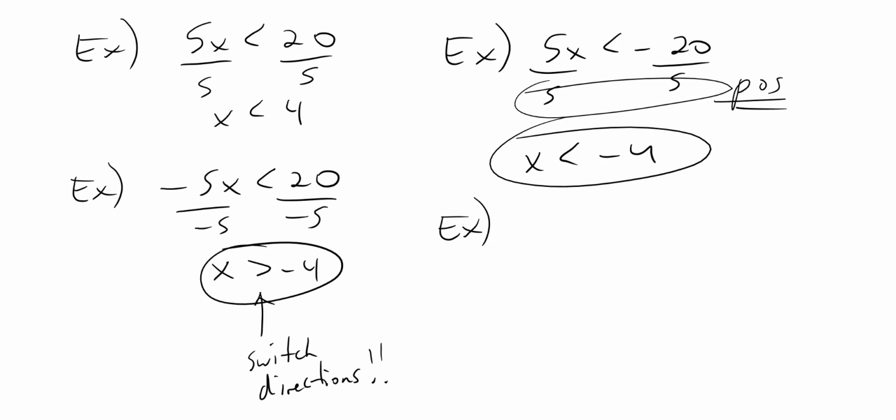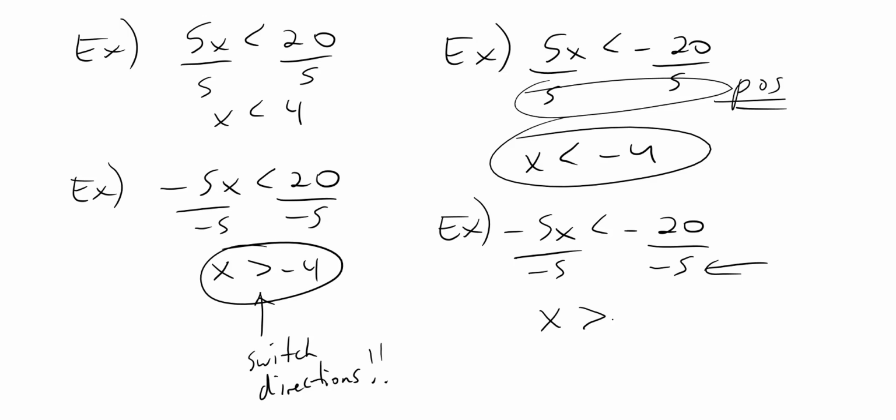All right, and last of these examples, negative 5x is less than negative 20. Well, divide by negative 5. What am I doing? Dividing by a negative number. So x is, and then switch the inequality, greater than, and that's 20. Negative 20 by negative 5 is positive 4. And that's your answer.